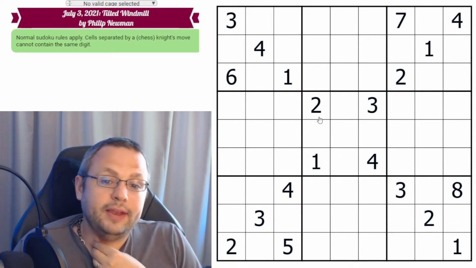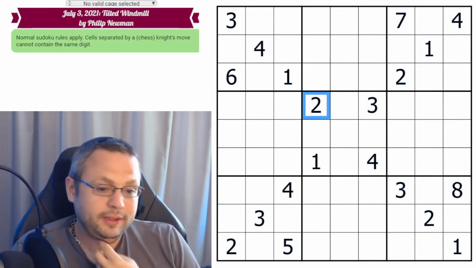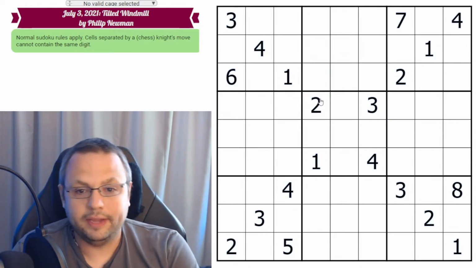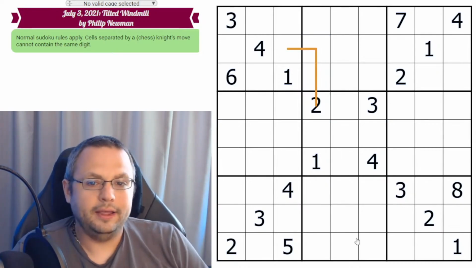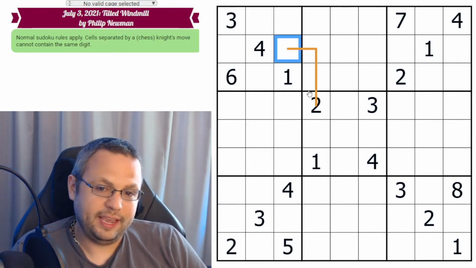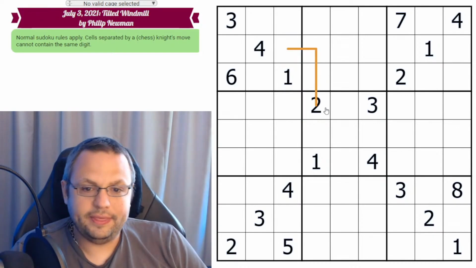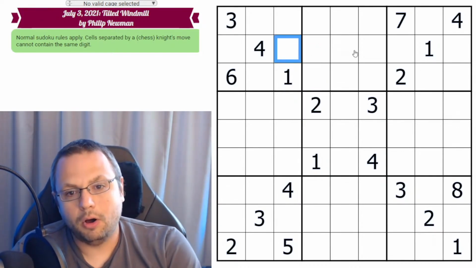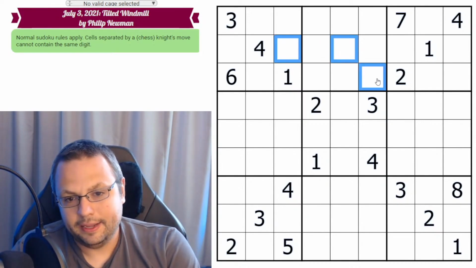All right. So what is an anti-knight puzzle? An anti-knight puzzle is a regular old Sudoku puzzle, except that you can't do this whole knight's move thing and get to a digit of the same digit. So this being a 2 means this can't be a 2. And so I think the useful thing to do is to just, for one digit right away, mark all of the things that it cannot be.